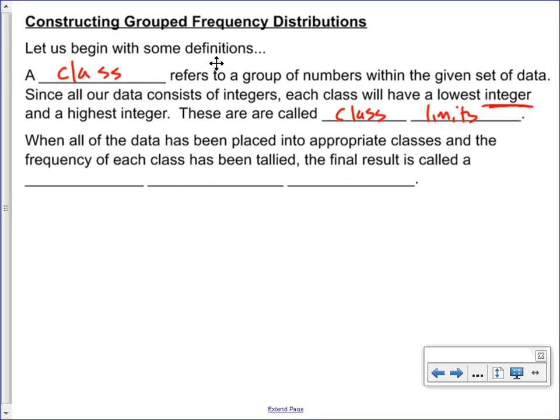When you group the data in the appropriate classes and you tally each class, this is called a grouped frequency distribution. Basically, you take a bunch of numbers and you group them in classes, kind of like how a school takes 2,100 kids and groups them into smaller classes. So, here's the technique.